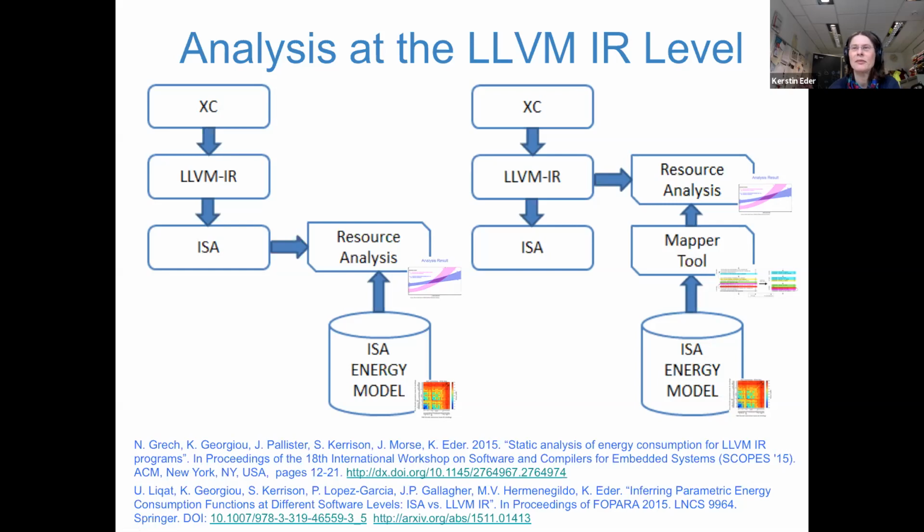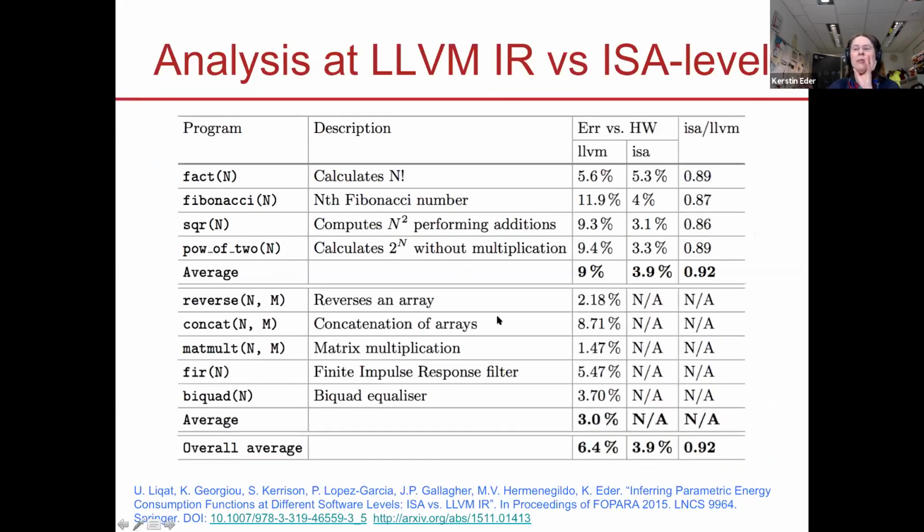Okay. So how are we doing? We've got our results from this endeavor. We see here different types of programs. The first group of these programs could be analyzed both at LLVM and ISA level. Okay, and you can see here in the table the error versus the hardware measurement, right? And you can see that at the LLVM level, the results are acceptable, right? So, and that's a really good result.